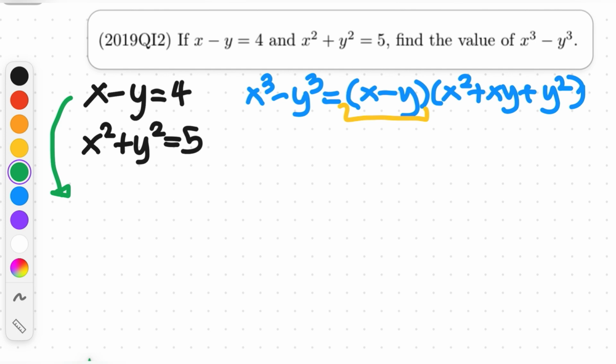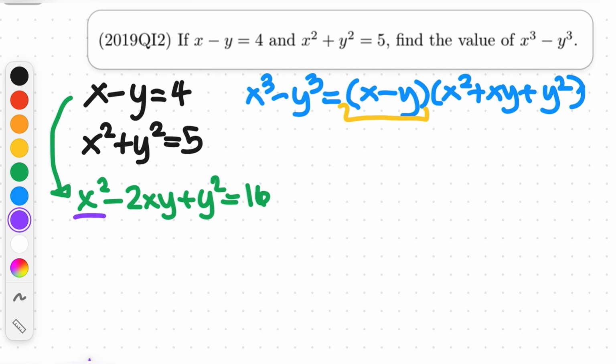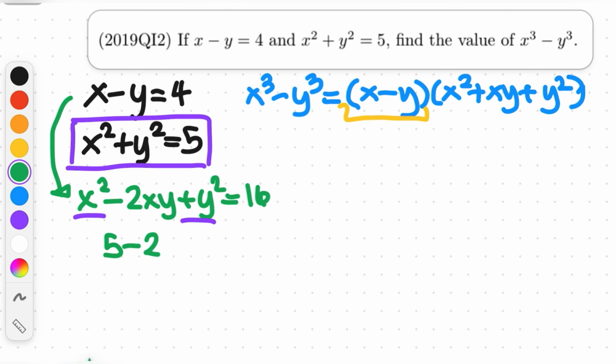So if we square the first given equation, we get x squared minus 2xy plus y squared equals 16. And in this expression, we have the terms x squared plus y squared, which we know is 5. So we can write this now as 5 minus 2xy equals 16. So it's now just a matter of moving things around.